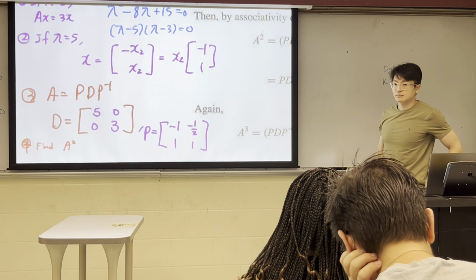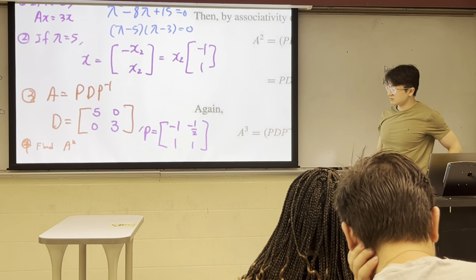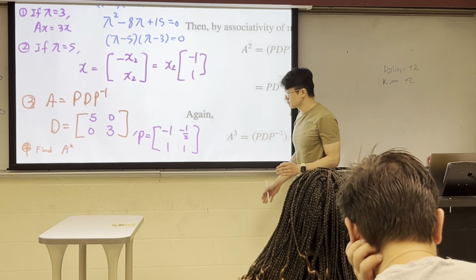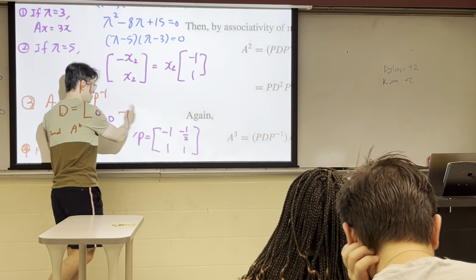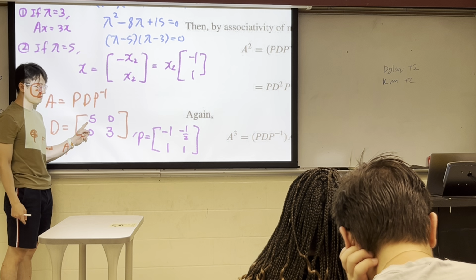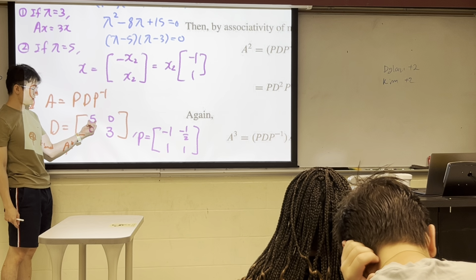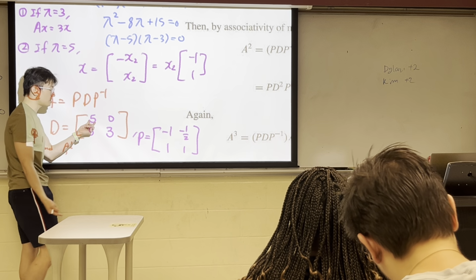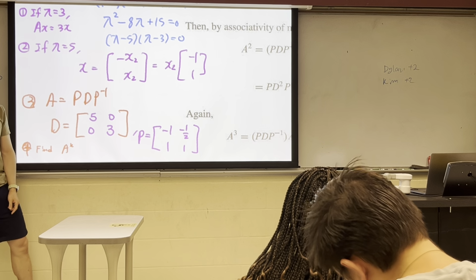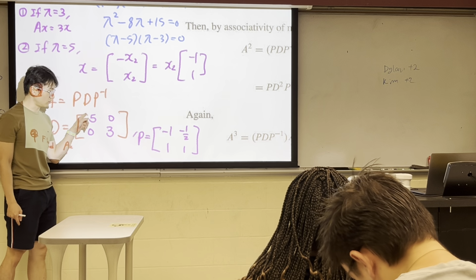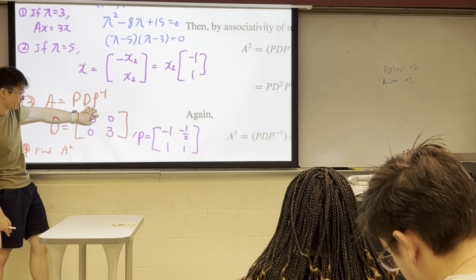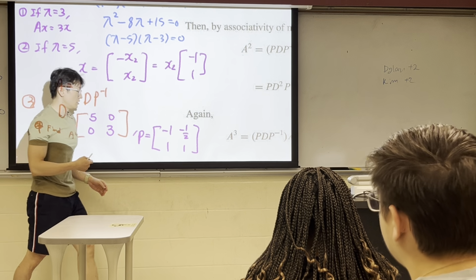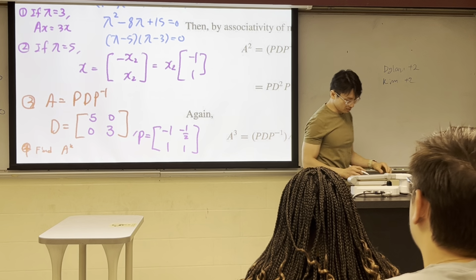Whichever number you have in the upper left of D has to correspond to the first column of P. I pick 5 for the first entry of the diagonal matrix, then the first vector in P should be the corresponding eigenvector. So this order should follow. If I write 3, 5, then this column should be 1, 2. Also, the scale doesn't matter.